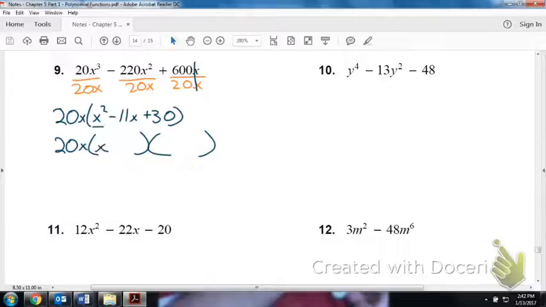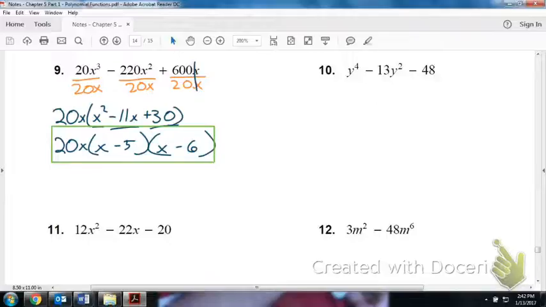Two things that multiply to the left are x and x. Two things that multiply to 30 but add to negative 11: negative 5 and negative 6. And you're done. And the only reason I could do it that quickly is there's no number up there. Remember, if there's a number up in front of x squared, we have to do it slightly differently.